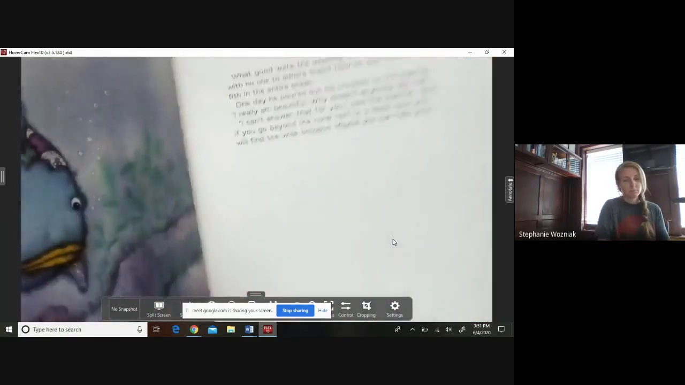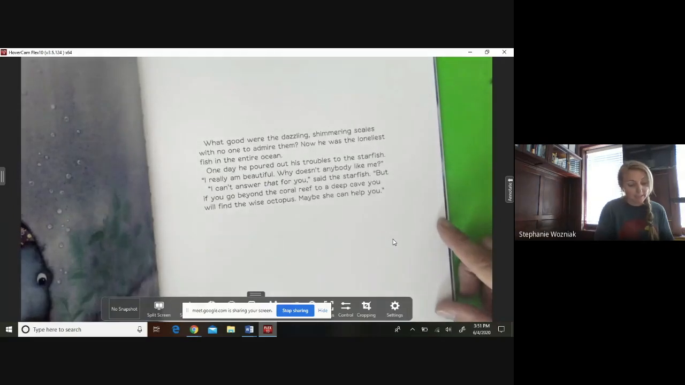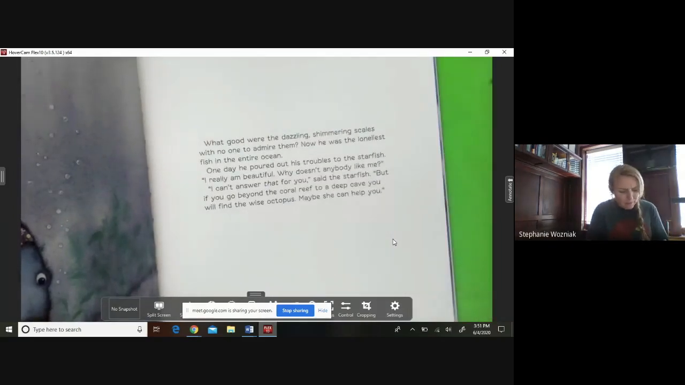What good were the dazzling, shimmering scales, with no one to admire them? Now he was the loneliest fish in the entire ocean. One day he poured out his troubles to the starfish. "I really am beautiful. Why doesn't anybody like me?" "I can't answer that for you," said the starfish. "But if you go beyond the coral reef to a deep cave, you will find the wise octopus. Maybe she can help you."